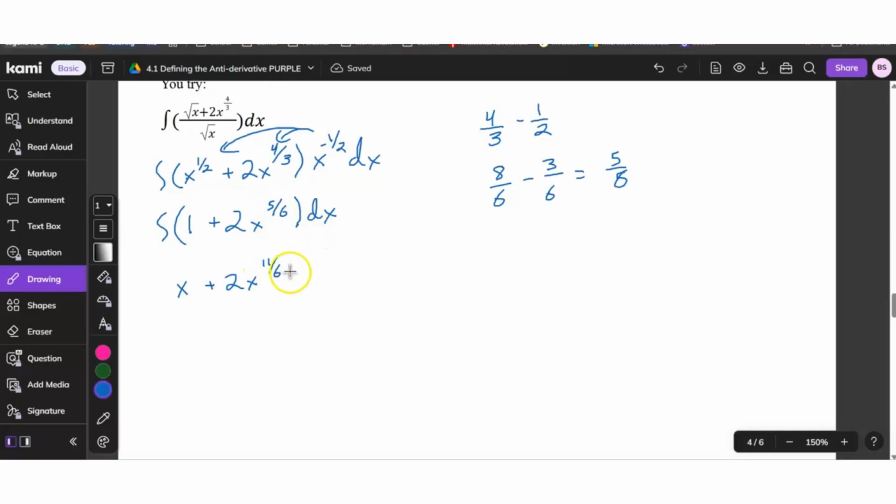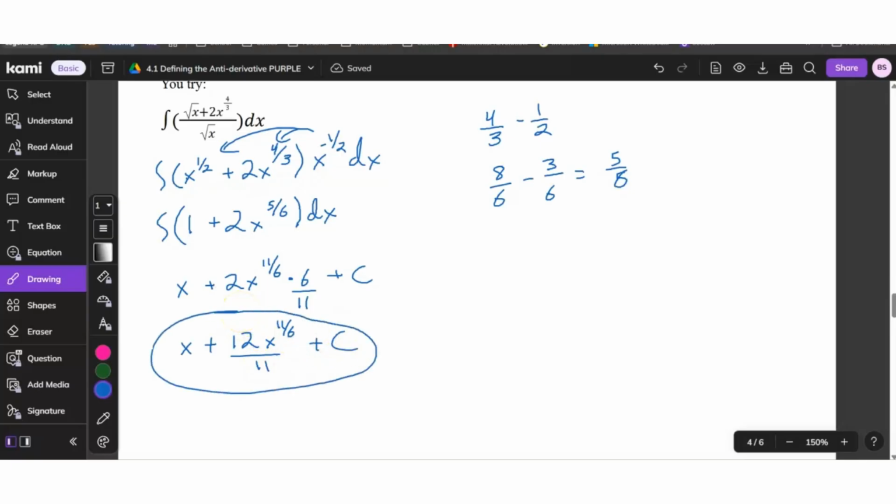Good. And then I can either divide by 11/6 or multiply by 6/11, because it's easier, in my opinion, to just immediately flip that fraction and multiply. Now, what's 2 times 6? 12. So I can write 12x to the 11/6 over 11 plus c, and that would be my final answer.